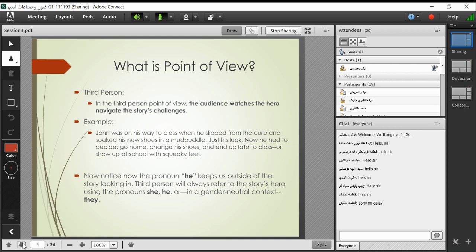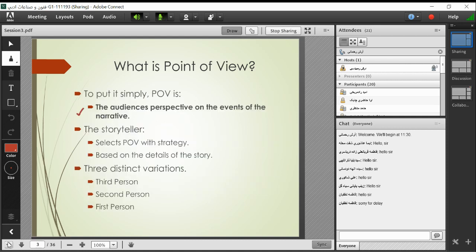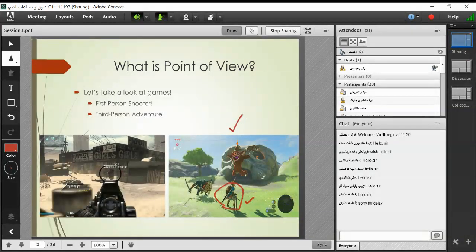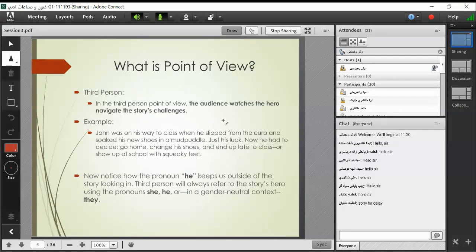So a third person POV is just when the audience watches the hero deal with the challenges of the story. So we see the hero completely, just like the picture I showed you a couple of slides back. This is the third person because we actually see the hero from a few steps back or from above. So a third person point of view in games or in literature is when you see the story from a few steps back. One of the determining features of a third person narration is the use of third person pronouns: he, she, it, and they. That shows you the distance between the audience and the actual characters of the story.